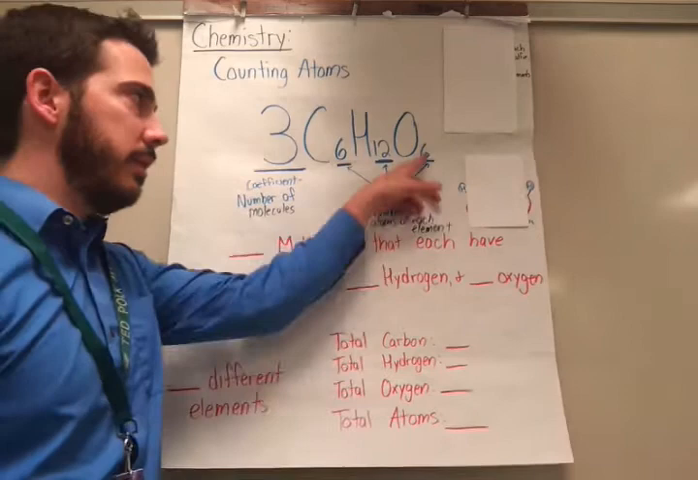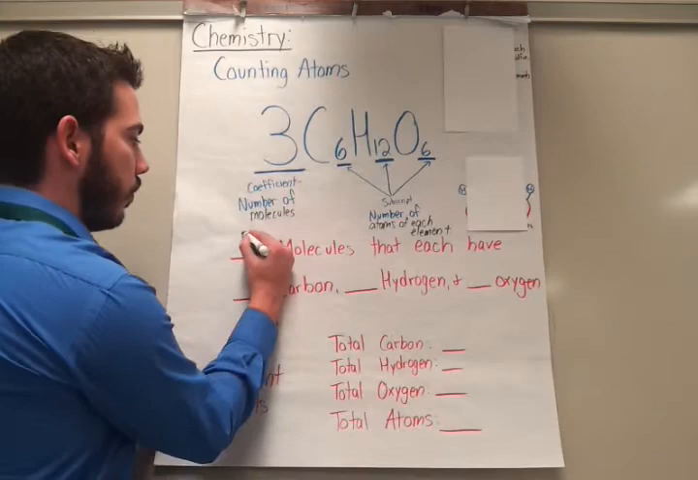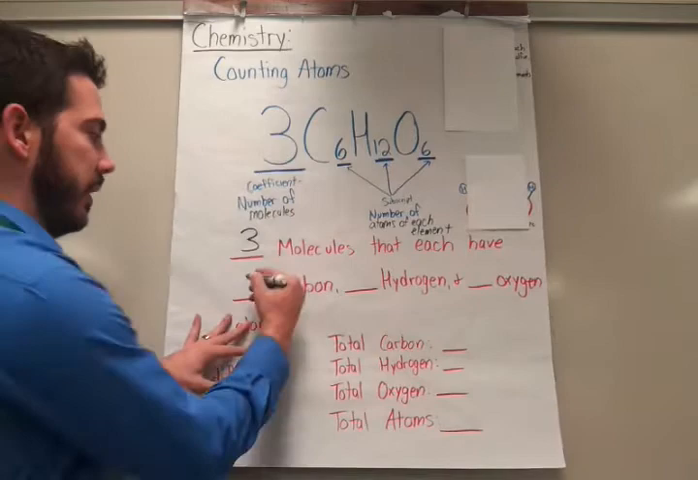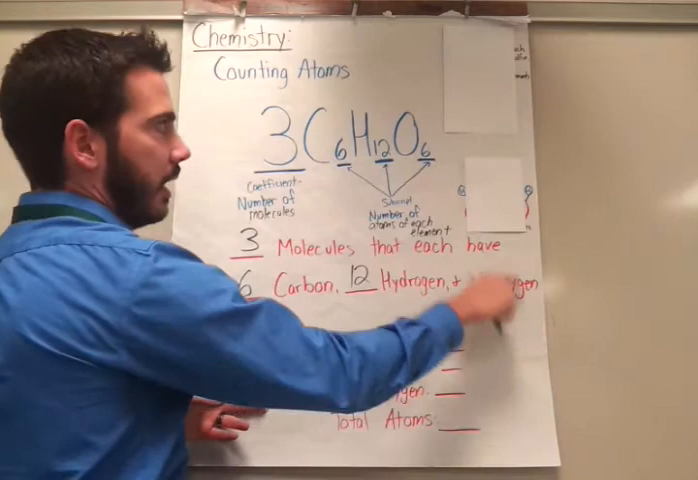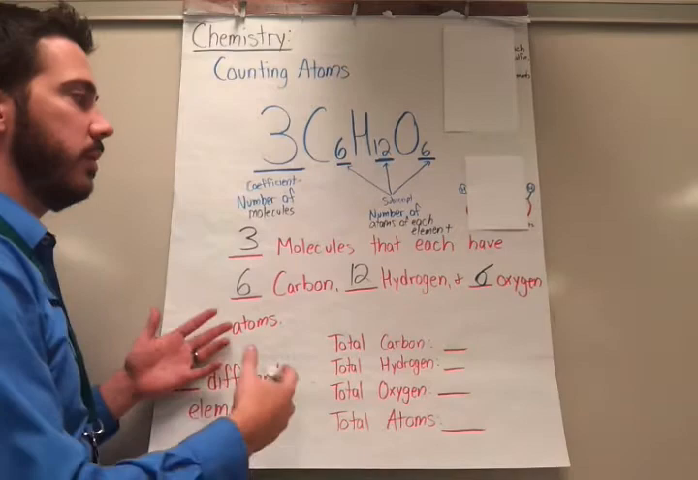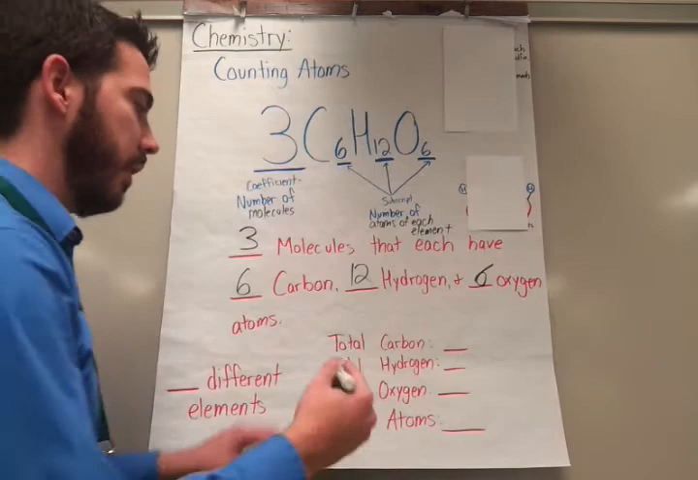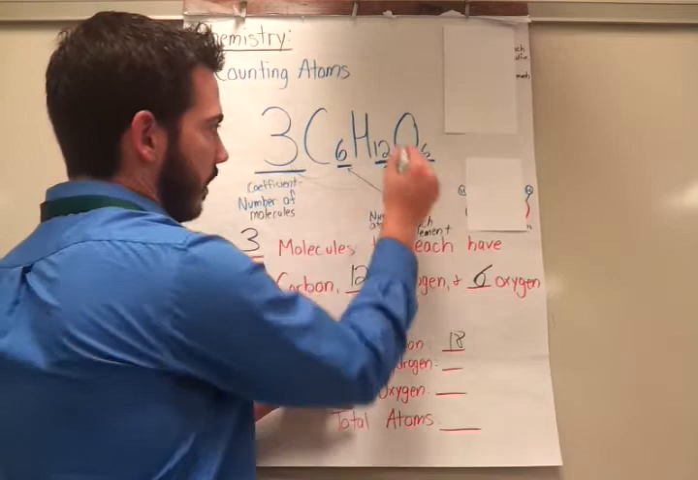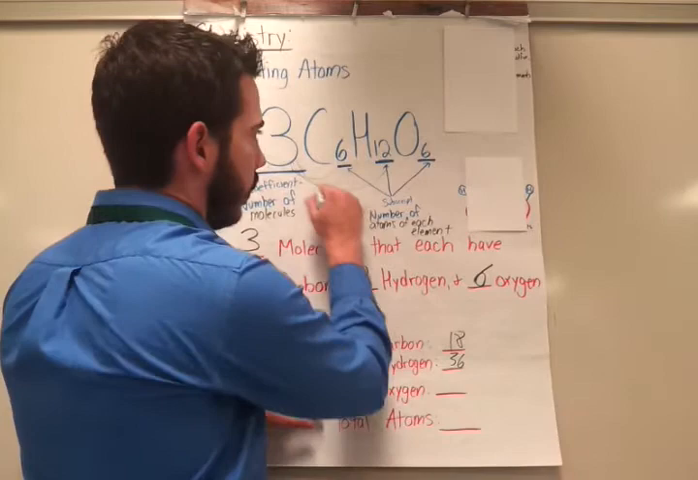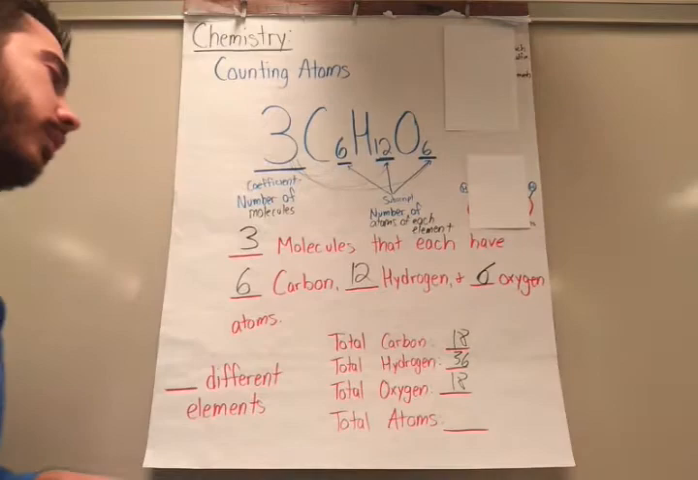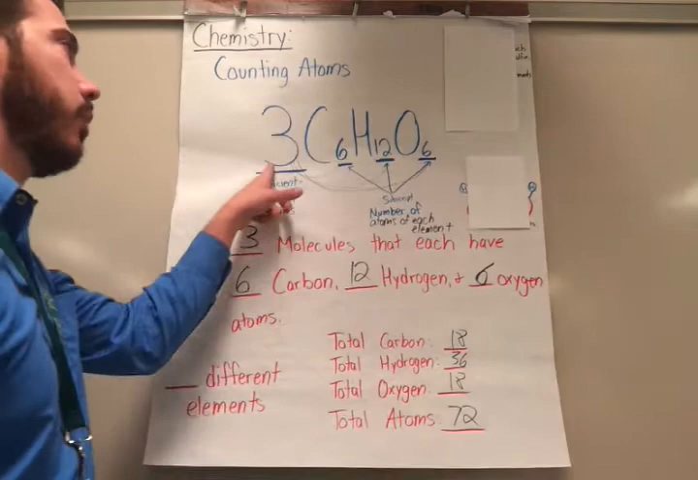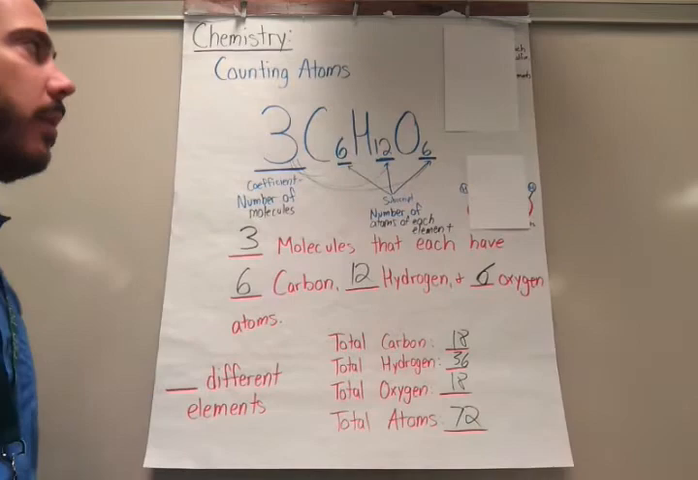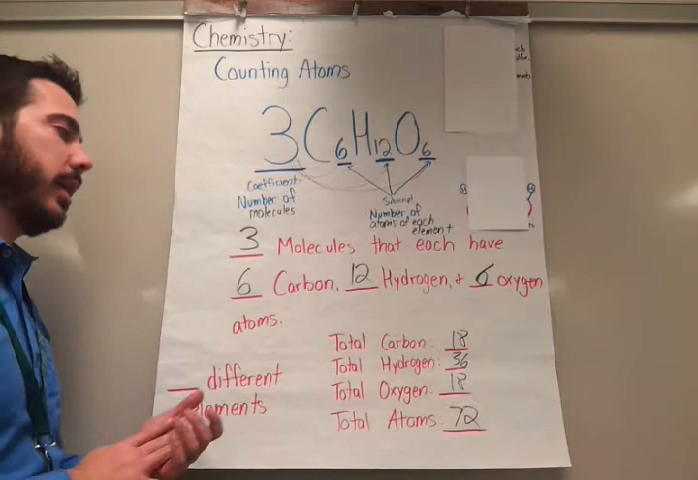So, in this example, we have a total of 3 molecules, as evident by the coefficient. They each have how many carbons? 6. How many hydrogens? 12. And how many oxygens? 6. So, 3 molecules that each have 6 carbon, 12 hydrogen, and 6 oxygen atoms. If you were to figure that out in total, total carbon, we've got 6 times 3, which would be 18. When we multiply 3 times 12 for hydrogen, we end up with 36. And for oxygen, 3 times 6 would be 18 again. You can add those up, and you're going to get 72 for the total number of atoms in 3 molecules of glucose, C6H12O6. If you want to find how many different elements there are, 1, 2, 3: carbon, hydrogen, and oxygen are the 3 different elements found in this chemical formula.